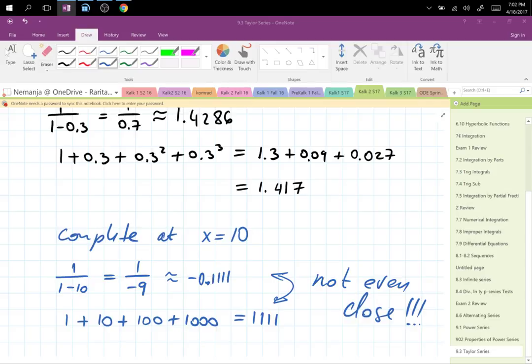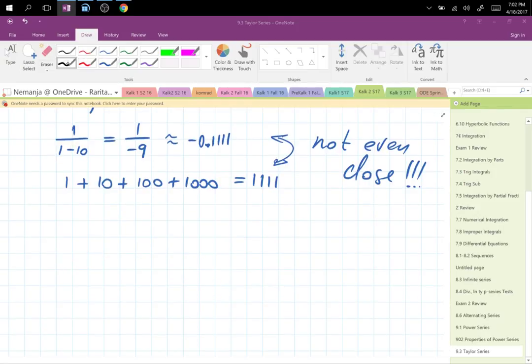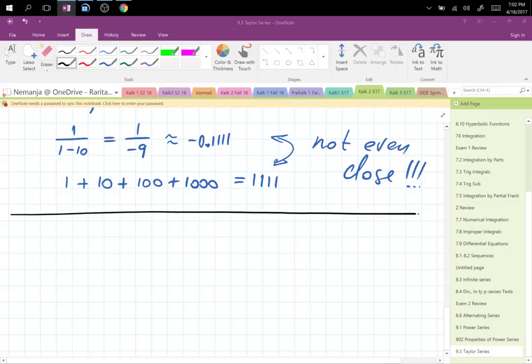So you can center these anywhere. I'm going to skip over binomial series. I want to talk about the remainder. There it is. So I'm skipping over binomial series, but I will talk about the remainder.